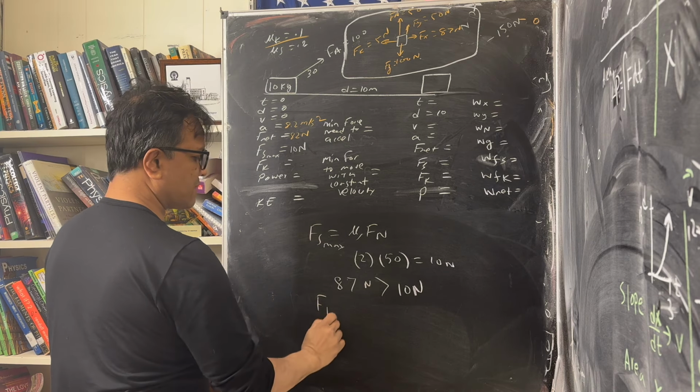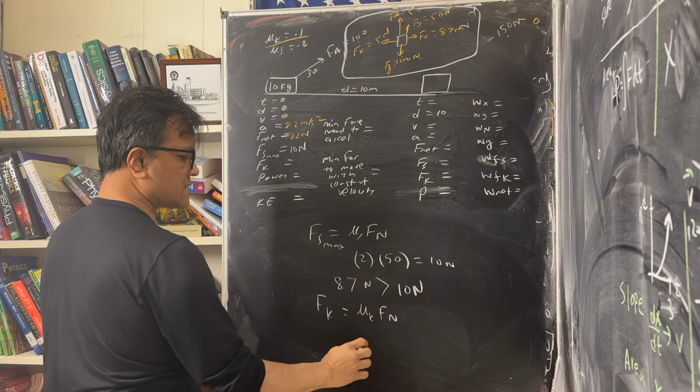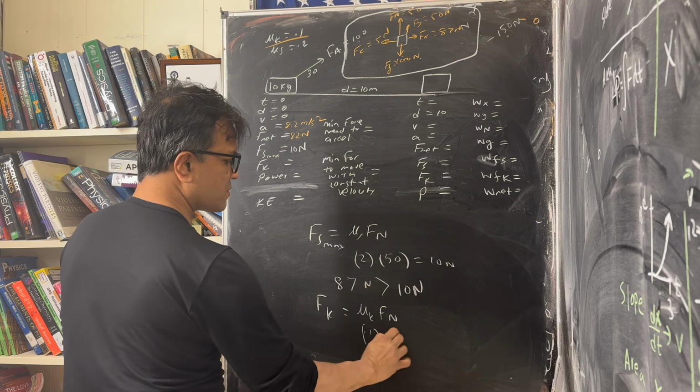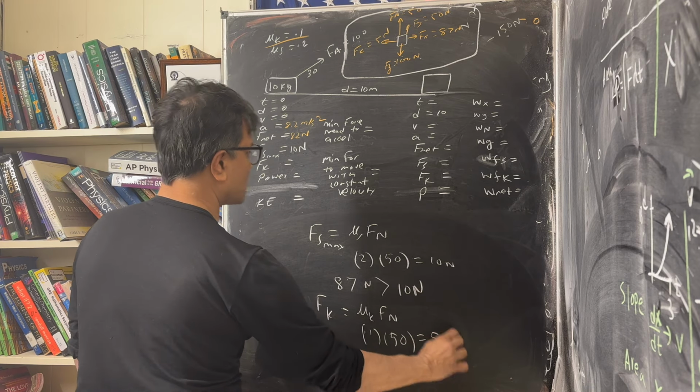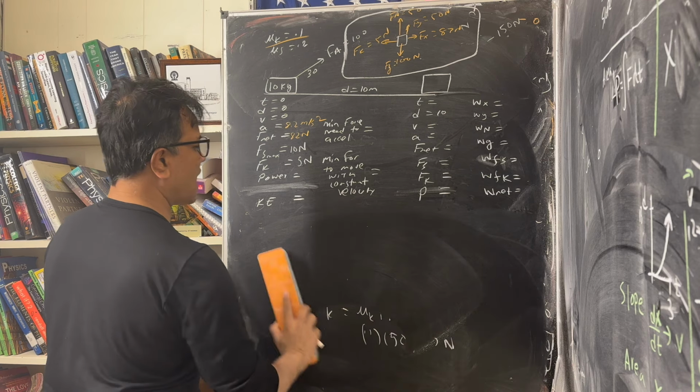Okay. Fk is 5 Newton. Why is that? Fk is mu k times Fn. So mu k is how much? 0.1 times 50, which is 5 Newton.